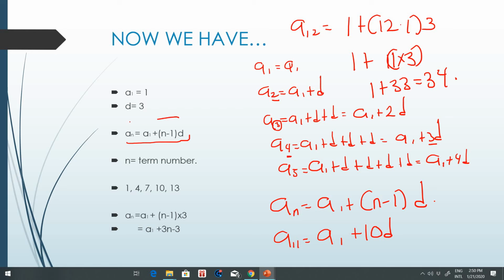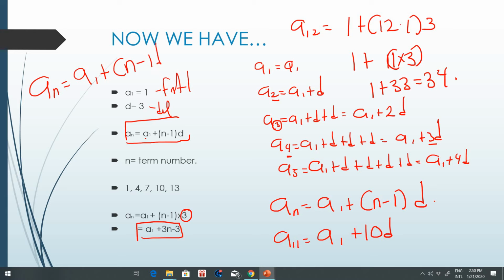An is A1 plus (n minus 1)D. A1 is our first term. D is just the difference, the number that you add to get to the next term. So our D here is 3. I just expanded this one; it's not so necessary, you can do it if you want. So we can say An is A1 plus (n minus 1)D.